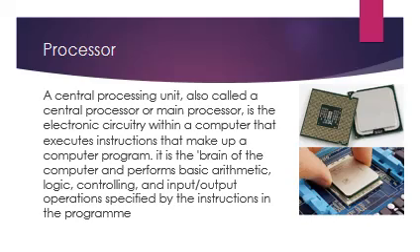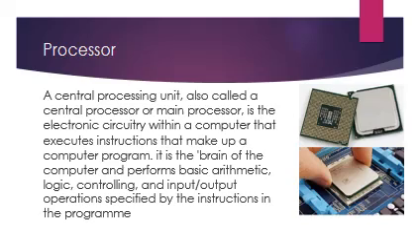You see that it's called the central processor or main processor. It is the electronic circuitry within a computer that executes the instructions, just like your brain executes the instructions for your body, and makes out the program. So it performs the basic arithmetic, logic, controlling and input and output operations specified by the instructions in the program. The instructions are already stored in the program that the computer is currently running.